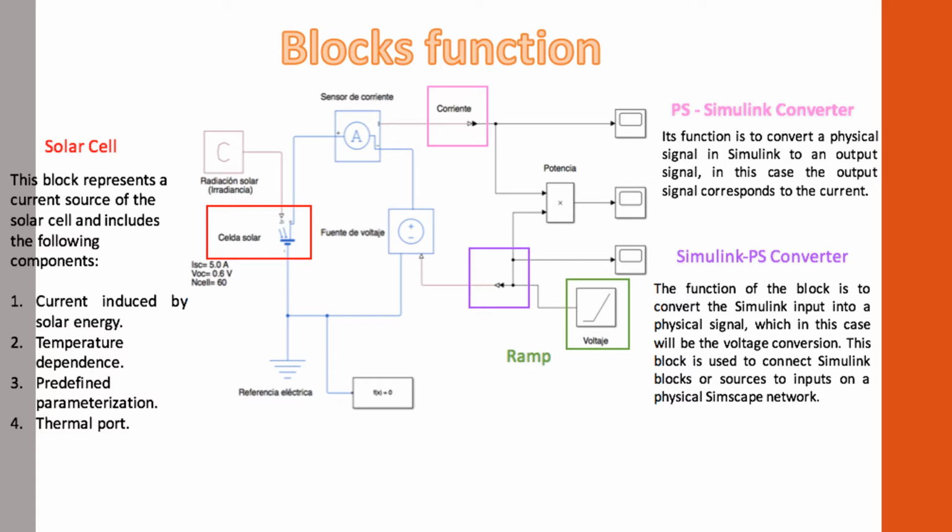The next block is the ramp. This block generates a signal that starts at a specific time and value. The parameters of start time and initial output determine the characteristics of the output signal.